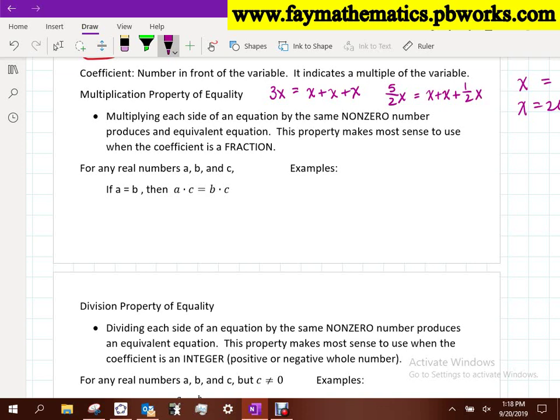So this property makes most sense to use when the coefficient is a fraction. I'll show you some examples here. It says if A equals B, then take any number C that you want, multiply both sides by it, and you should still have a true statement. So if I have, let's say, 3 equals 3, then taking 3 times 4, does that still equal 3 times 4?